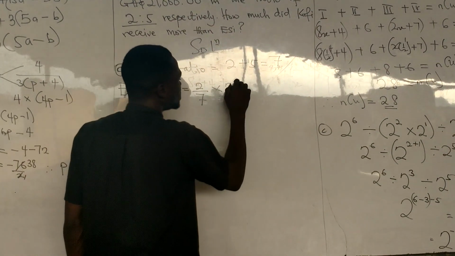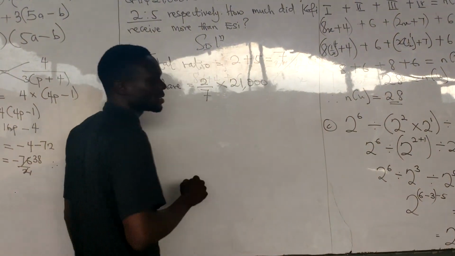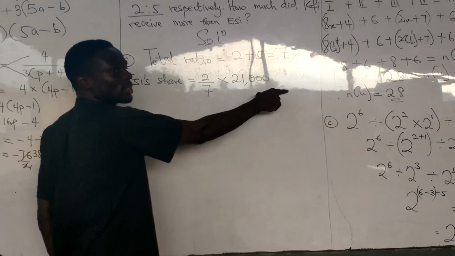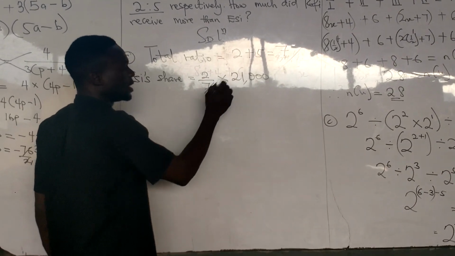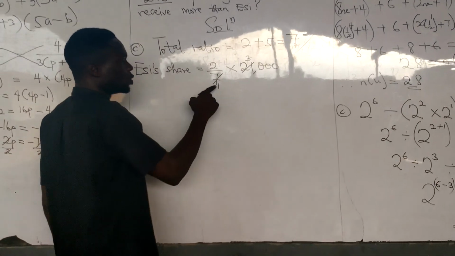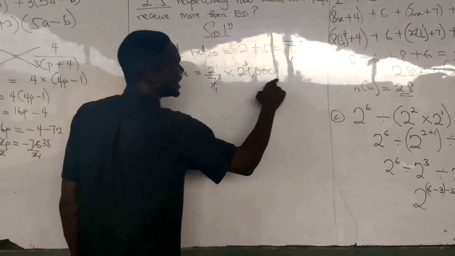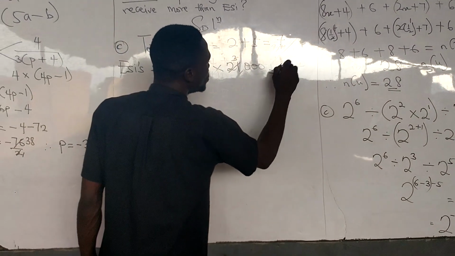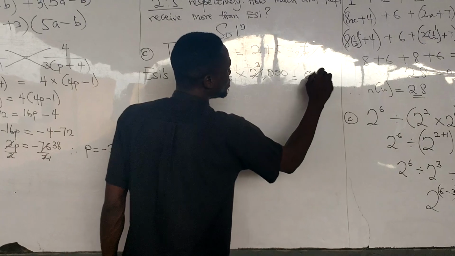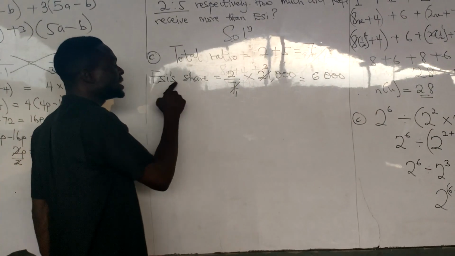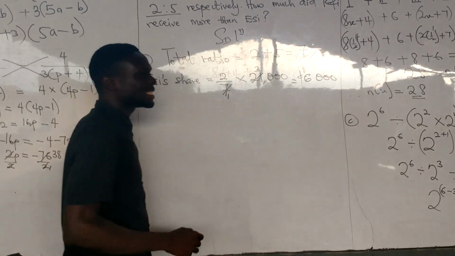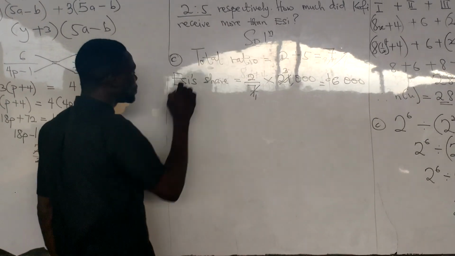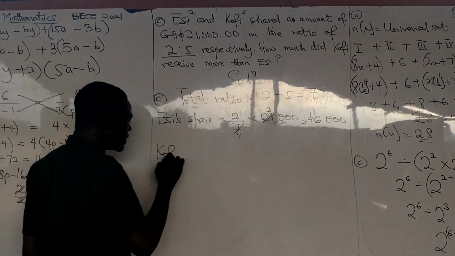They shared 21,000 Ghana cedis. So AC's ratio over total ratio times this. So 7 into 21, 3 times. So it means 7 will go into this number 3,000 times. So you multiply 2 times 3, giving you 6. You bring the 3 zeros here. So it means AC's share was 6,000 Ghana cedis. Then you also calculate Kofi's share.